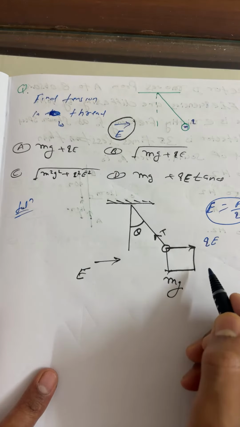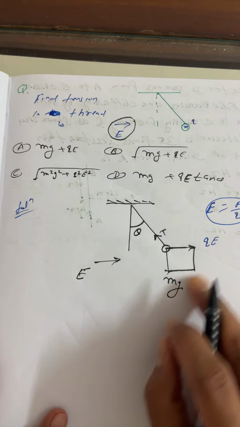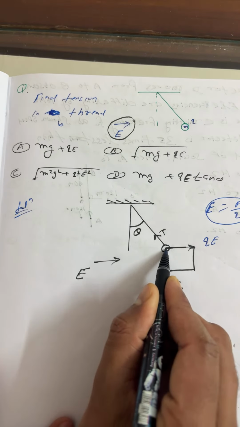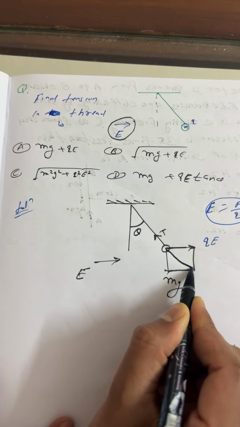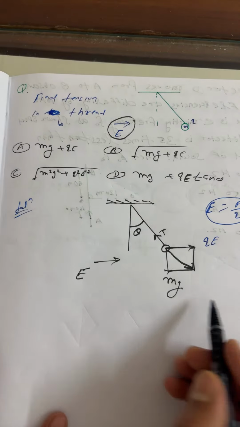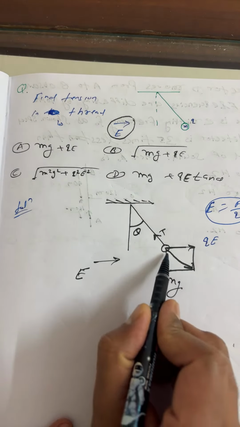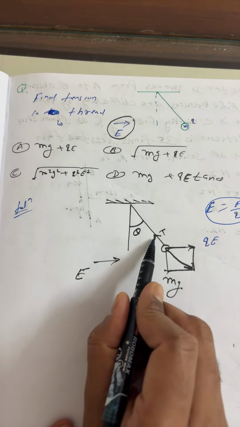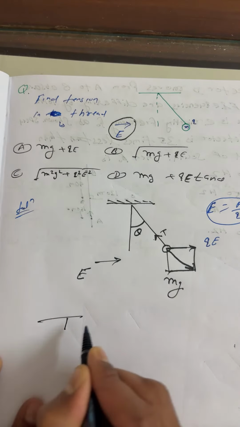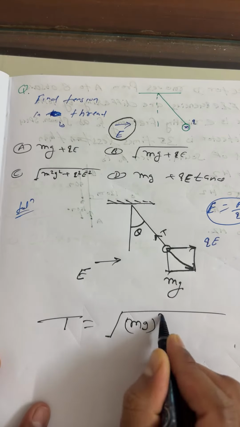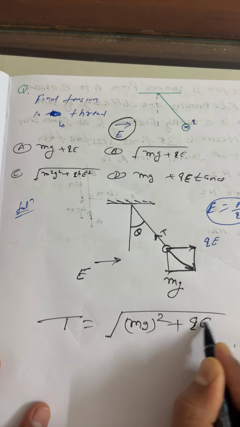Both forces are at 90 degrees. If both are at 90 degrees, remember the summation of vectors: the square root of A square plus B square plus 2AB cos theta. Cos 90 is 0. Due to these two forces, you get a net resultant force in this direction, which is the tension. So simply, tension is equal to the square root of mg square plus qE square. It's a very easy question.